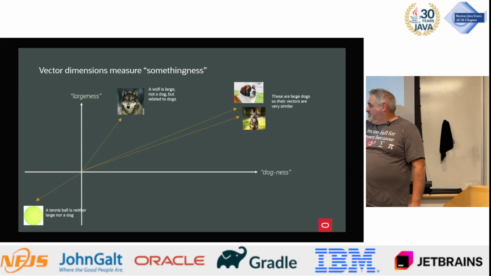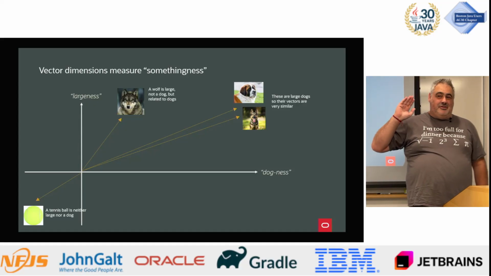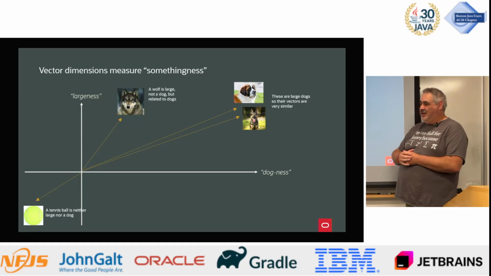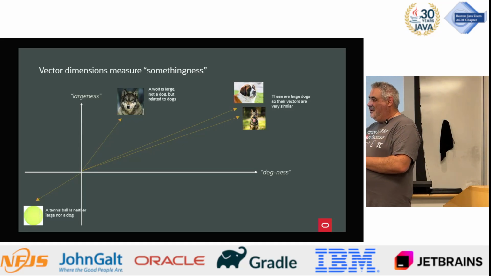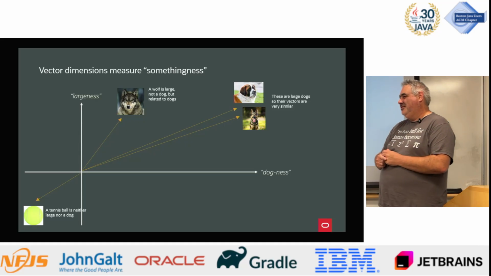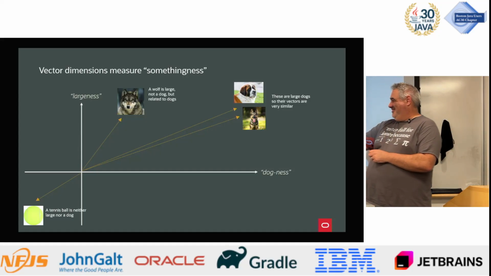And then down here you see a tennis ball, which is not big and it's not a dog at all. So its vector is actually in the complete opposite direction to the dogs. Okay, yep. What strikes me is what does the negativeness of similarity mean? It means not similar at all. Yeah, no, I know. But more not similar than... Like which is less similar to a dog? A tennis ball or a watermelon?